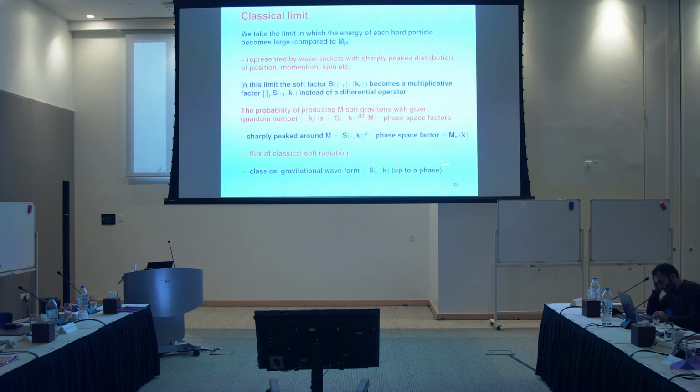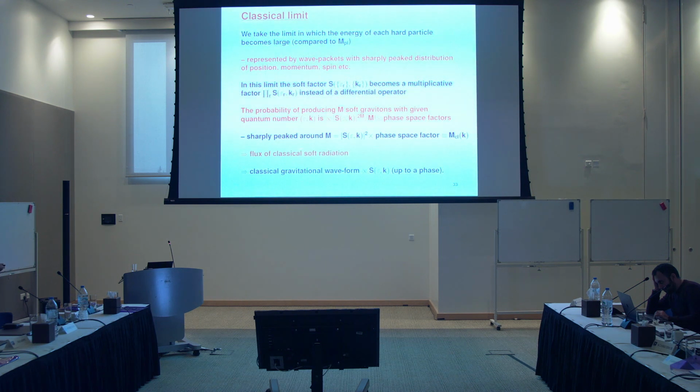So once you have gotten m classical, that tells you how many gravitons are produced in each bin. For every epsilon k, how many gravitons are produced. Okay. And this can be related now to flux of classical soft radiation, because we no longer have a distribution, we have a sharply peaked distribution.